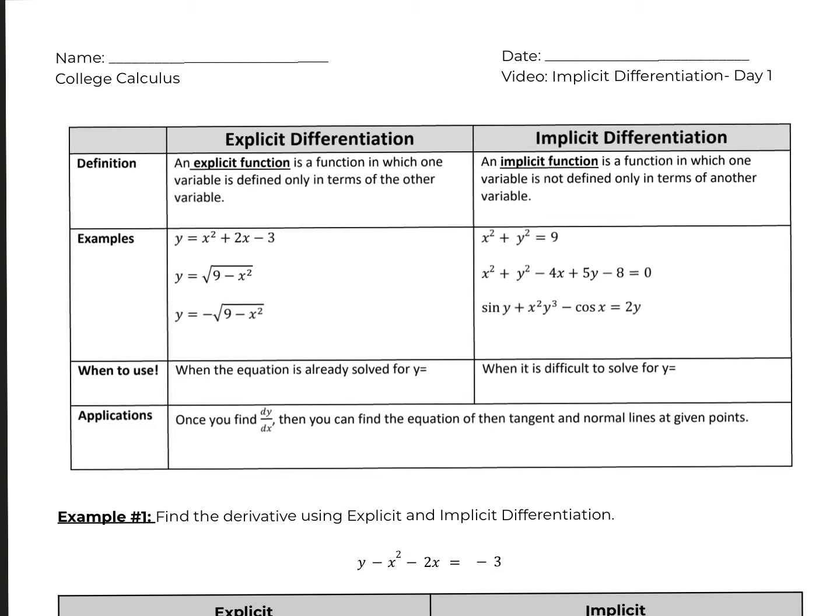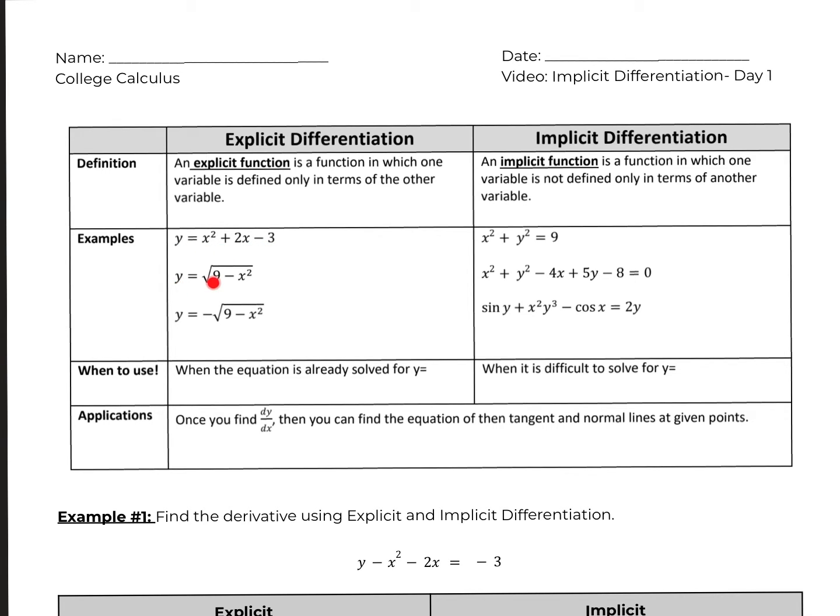Hi everyone. In today's lesson, we're going to talk about a concept called implicit differentiation. So first we need to talk about the difference between explicit differentiation and implicit. So explicit differentiation, or an explicit function, is a function in which one variable is defined only in terms of the other. So for example, y is defined all in terms of x.